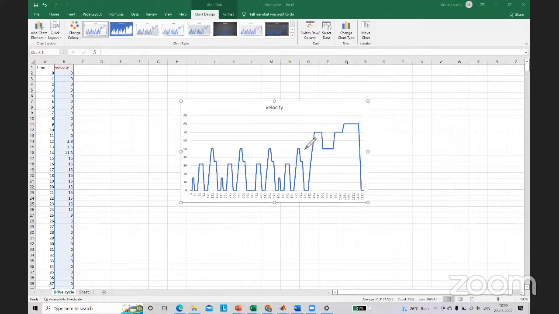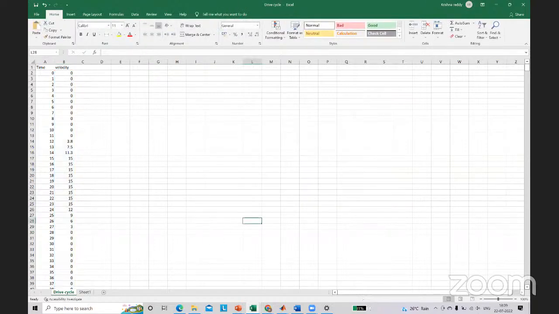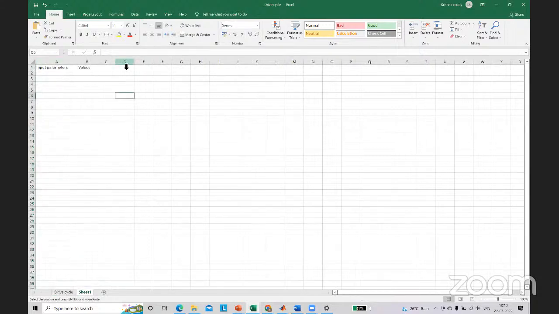So this is the NEDC drive cycle, a standard which represents European conditions. We'll be calculating all our motor requirements for this particular drive cycle. So what I will do, first I will copy these two, Control C, go to the next sheet, and paste it here.